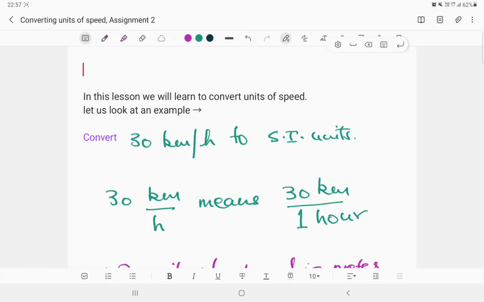In this lesson, we will learn to convert units of speed. So far you've learned that there are different units of speed. You can make a large number of units of speed. One of the most common units to describe speed is meters per second, and this also happens to be the SI unit of speed.